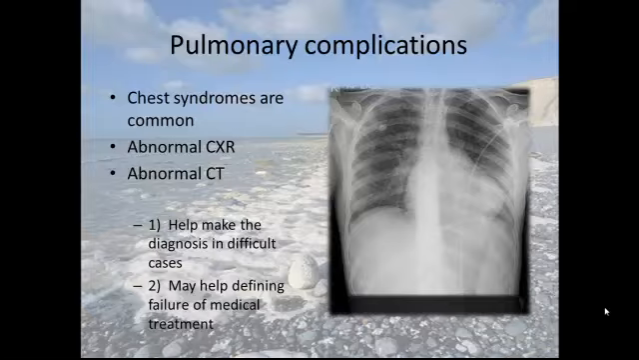Now, this is an echo talk, but I think one has to broaden it slightly to imaging, and even simple imaging like a chest x-ray, because one of the key factors in right-sided endocarditis is the presence of pulmonary complications. Chest syndromes are not only common, they're almost inevitable. And an abnormal chest x-ray is an important finding in diagnosing right-sided endocarditis, as is an abnormal CT. It does help make the diagnosis in difficult cases where the imaging has perhaps let you down a bit, and it may again be helpful in defining treatment failure if you're seeing ongoing pulmonary abscesses despite medical therapy.